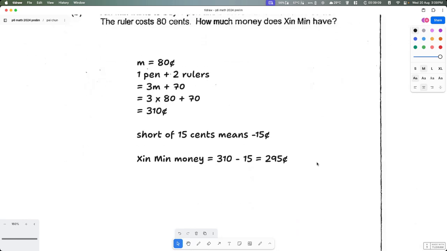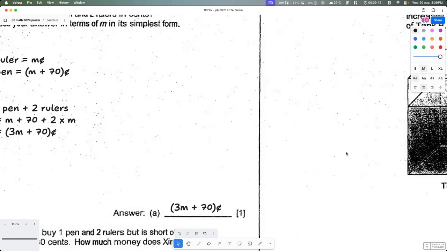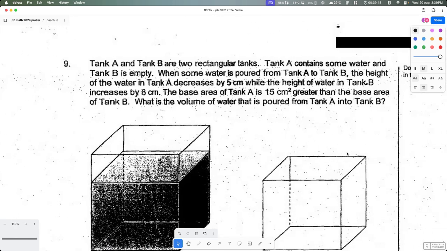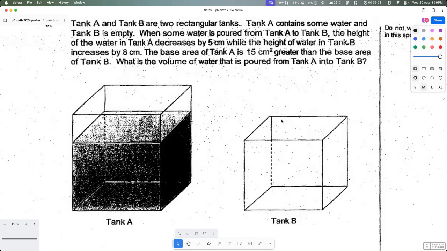All right, that's it. Let's move on to the next question. Next question is question 9. Tank A and tank B were two rectangular tanks. Tank A contains some water and tank B is empty. When some water is poured from tank A to tank B, the height of the water in tank A decreases by 5 centimeters while the height of the water in tank B increases by 8 centimeters. The base area of tank A is 15 centimeters squared greater than the base area of tank B. What is the volume of water that is poured from tank A into tank B?